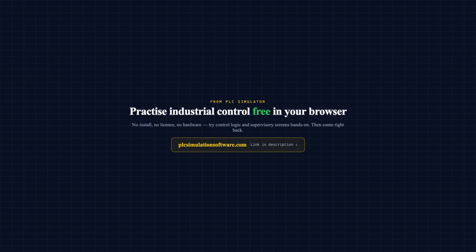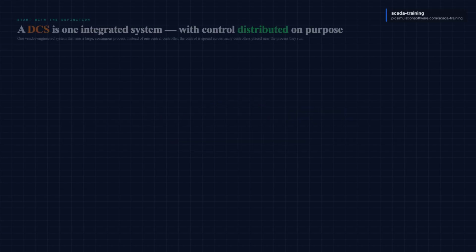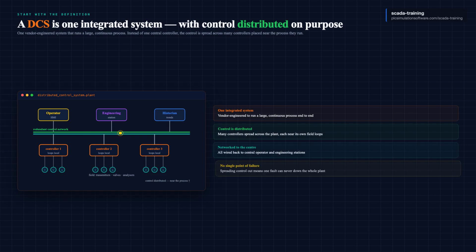Now, back to the DCS. So what is a DCS, really? A DCS is one integrated vendor-engineered system that controls a large, continuous process. The key word is distributed.